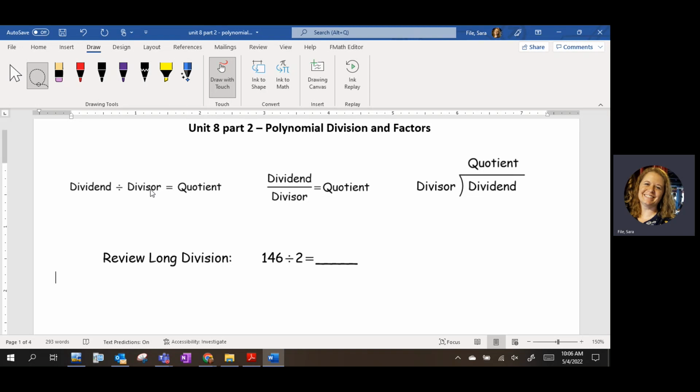Okay, so it shows it in 3 different ways that it could be written. Long division, as a fraction, okay? We do need to review our long division process. This is an easy question. I know you could do it in your head, but we're reviewing a process.